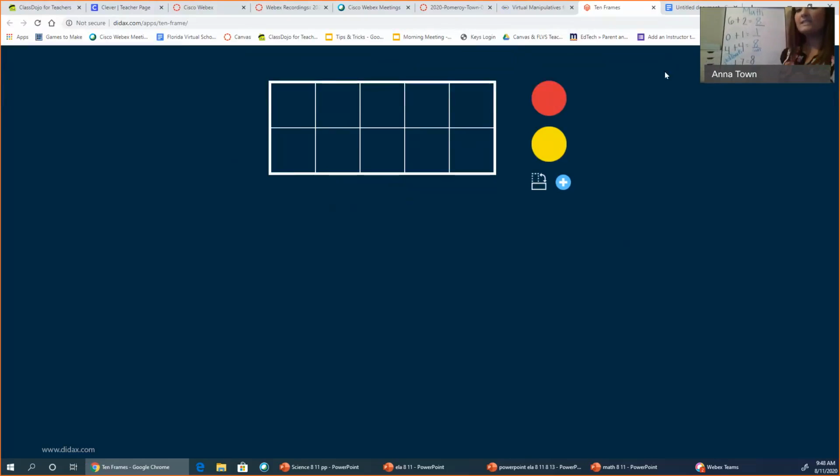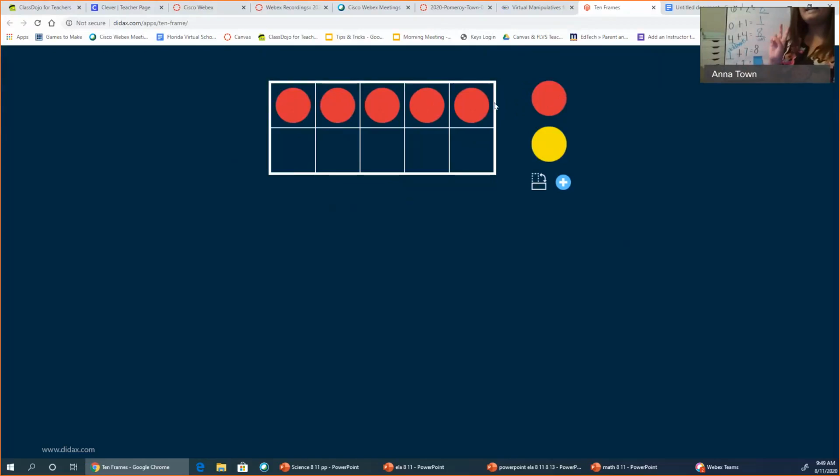Okay, we're on our last equation problem for this. 5 plus 2 is blank. We're finding the sum in this one. 5 is the first number in our equation, so we're going to put 5 red counters. 1, 2, 3, 4, 5. Now we're going to go back to our equation and look at our second add-in.